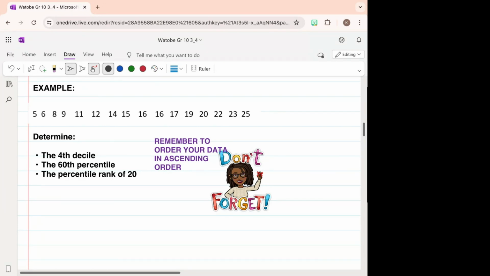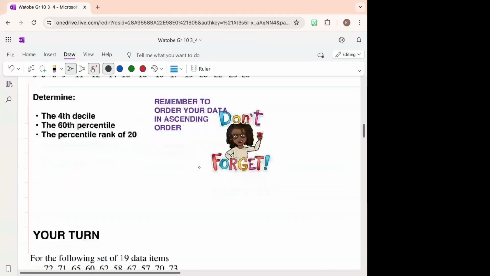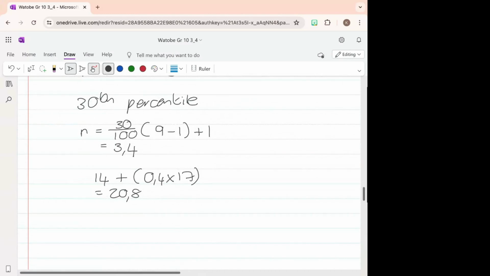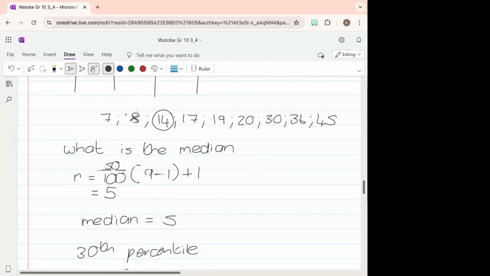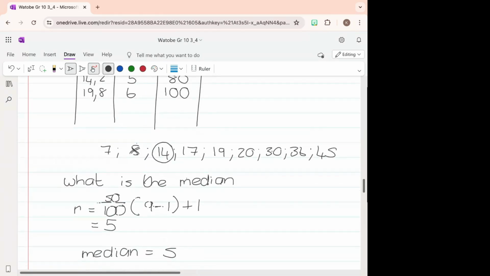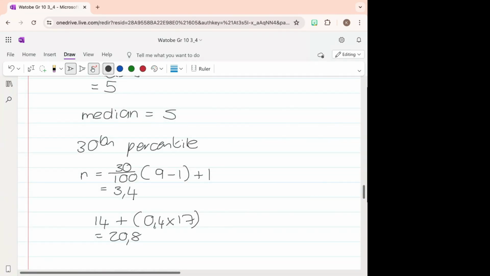Asanda's asking, may I ask why the 0,4? Absolutely, you can ask why the 0,4. Let's go back to my calculation here that I did for you. So when we got this, we got 3,4, hey? So we went to the third number, 1, 2, 3, and it was 14, okay? So 3 is the whole. What's left over? We got 0,4, hey? So we said 0,4 times by 17 gives me 20,8. So what are we calculating? We're calculating the 30th percentile. So the 30th percentile is going to be 20,8.